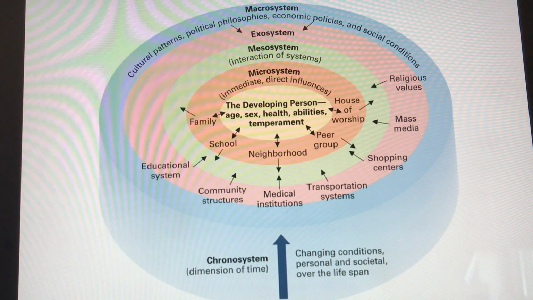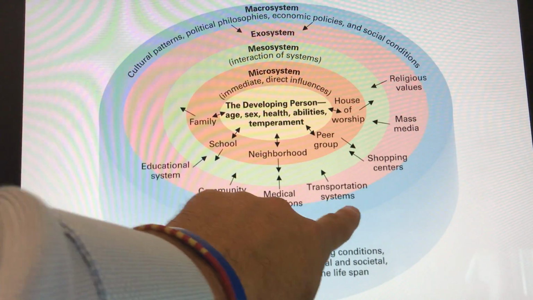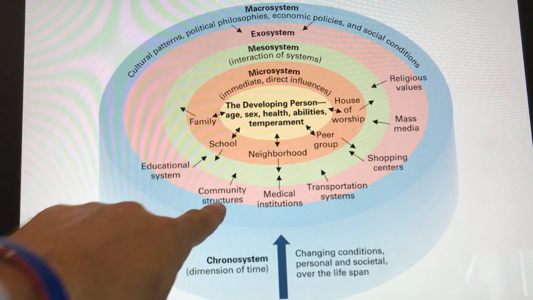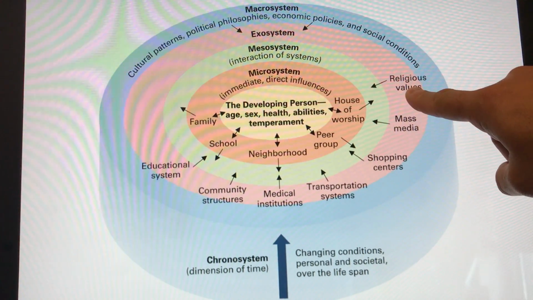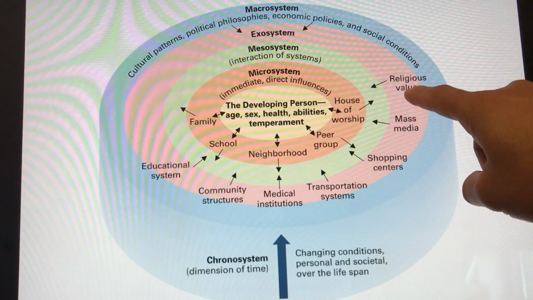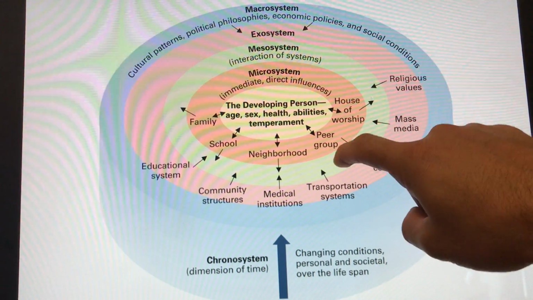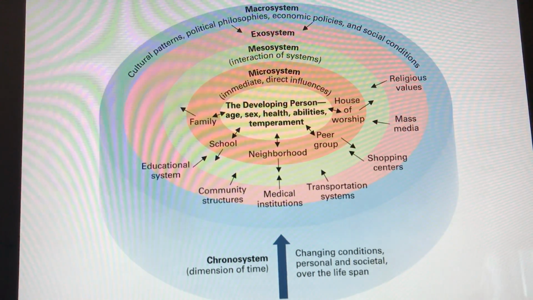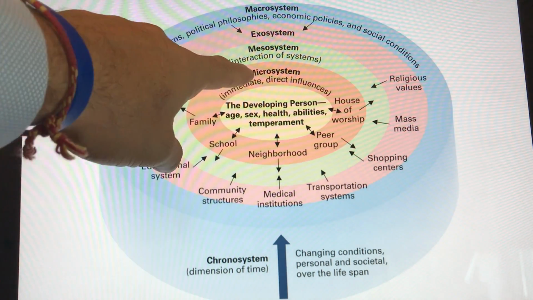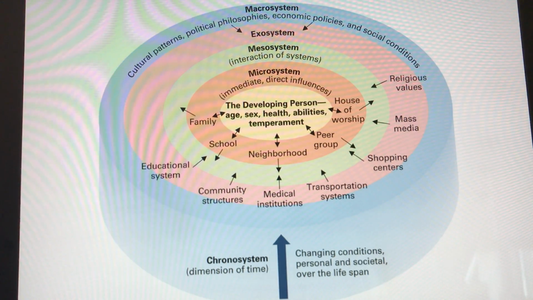We understand that the community that you grew up in played a part in your educational system. The transportation systems that you were a part of were a result of the community that you lived in. For instance, perhaps your religious values played a role in how you view mass media, or how you view medical institutions. All of these mesosystems interact together to form who you are. The next system inside of that is the microsystem. Now, this is where things really get particular to who you are.